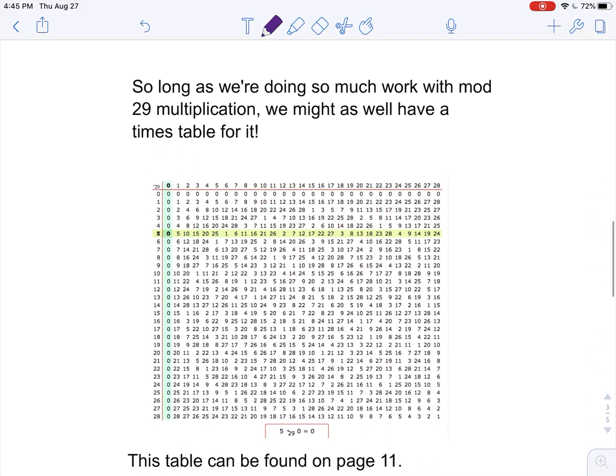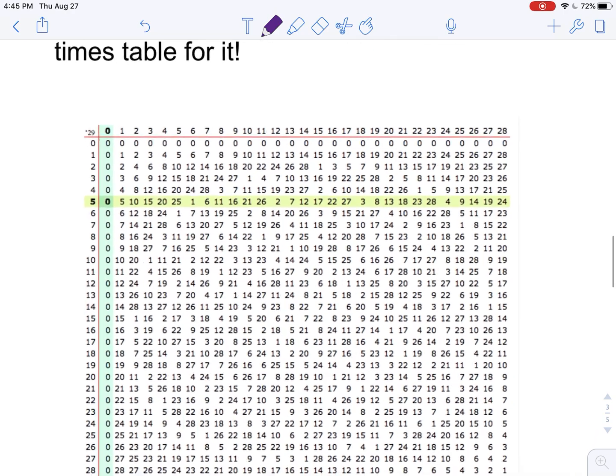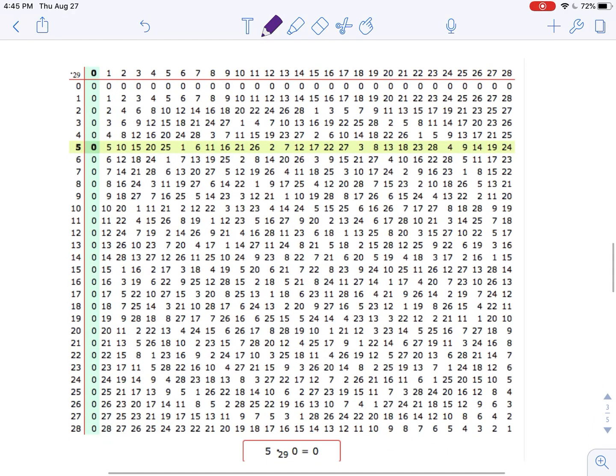Now, so long as we're doing so much work with mod 29 multiplication, might as well have a times table for it. Behold, a mod 29 times table. You've seen times tables before.